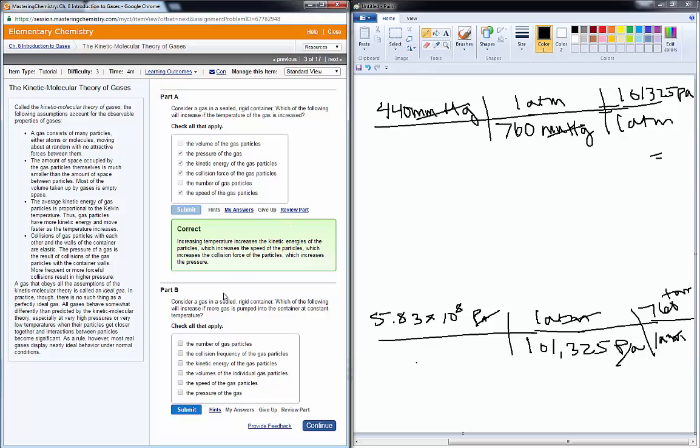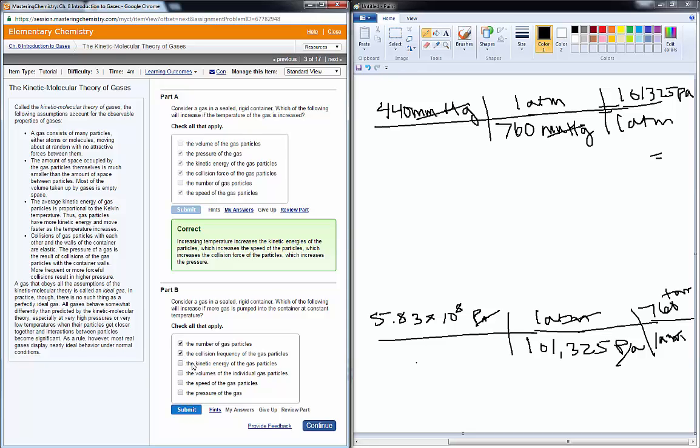And for part B, another gas in a sealed rigid container, but I'm adding additional gas particles this time, not changing the temperature. So what will happen? Well, in the first place, yes, the number of gas particles increases because I added gas. And collision frequency, that's going to increase too because now I have more particles in the same area. So it's more concentrated. They're going to bump into each other a little more often.